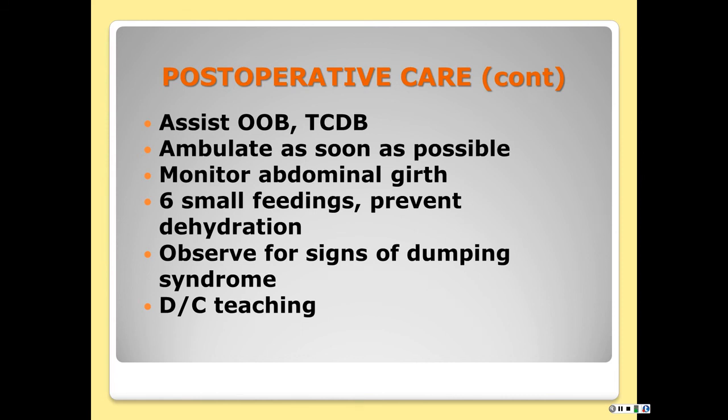We may be asked to monitor abdominal girth. That is where we are actually measuring the circumference of the abdomen. What we're doing is making sure that our patient doesn't have any kind of leaking at the anastomosis site, where they've sewn together part of the bowel to the stomach. Sometimes they can leak from that site. You don't have that problem with the banding, but with the bypass you do have that risk.